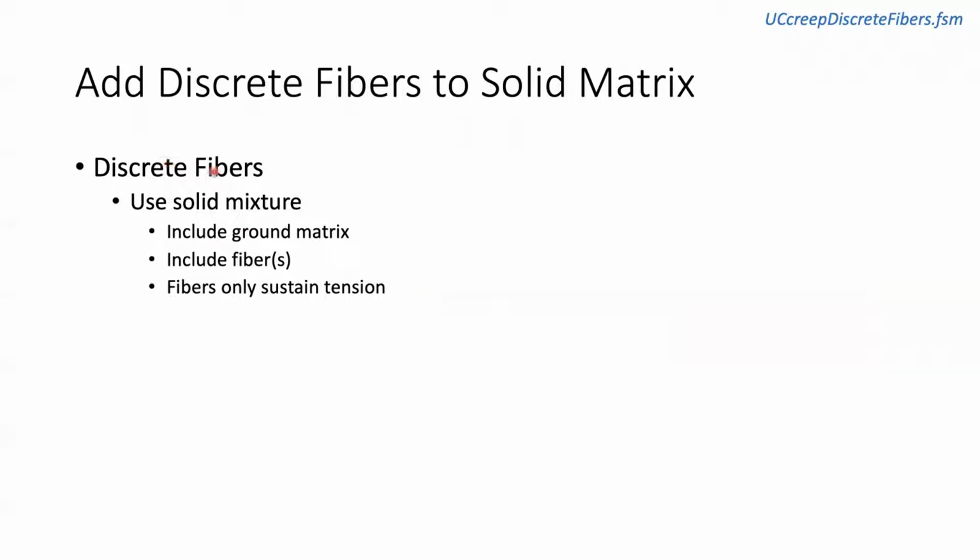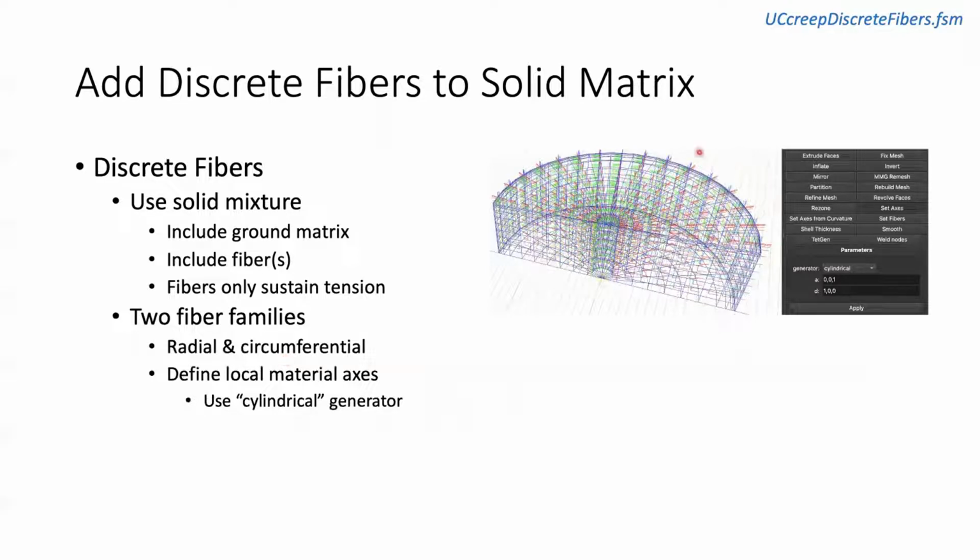So when we add discrete fibers to our model, that means we can add fibers in specific directions. We can use a solid mixture to mix the ground matrix, which will keep it to be neo-Hookean. Then we'll include fibers, and these fibers can only sustain tension. So therefore, there's no sense in putting fibers in the direction of the loading in the Z direction, because those will buckle. In the example that I'm going to give, therefore, we're going to add two fiber families, one in the radial direction, one in the circumferential direction, which means that I'm going to have to explain how we define local material axes. So because of the cylindrical geometry, I can actually generate local coordinate systems for each element using this feature that I'm going to show you.